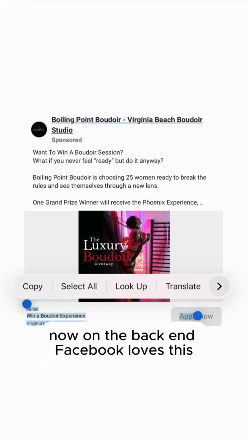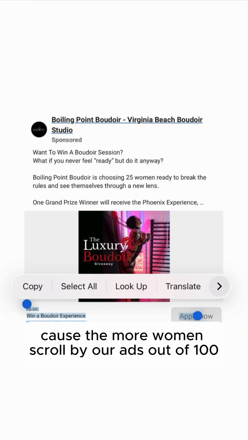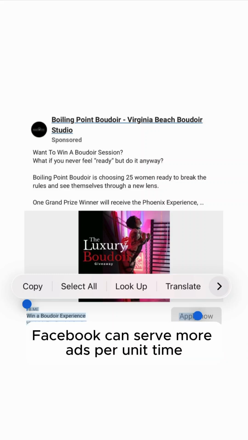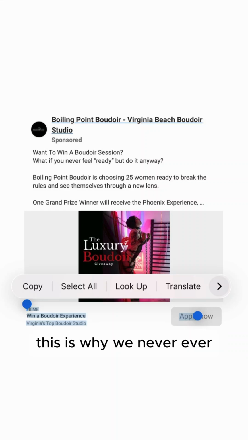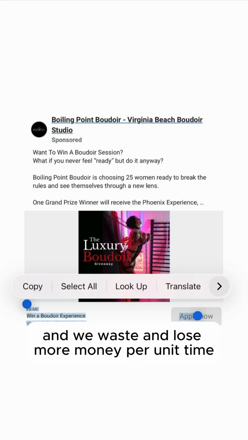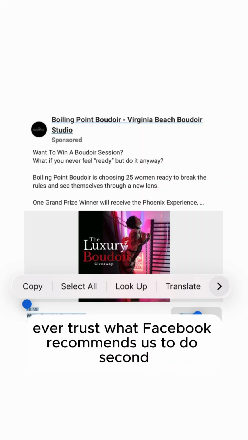Now, on the back end, Facebook loves this, because the more women scroll by our ads out of 100, lowering our unique CTR, Facebook can serve more ads per unit time. Facebook makes more money per unit time that way, and we waste and lose more money per unit time. That's why we never ever trust what Facebook recommends us to do.